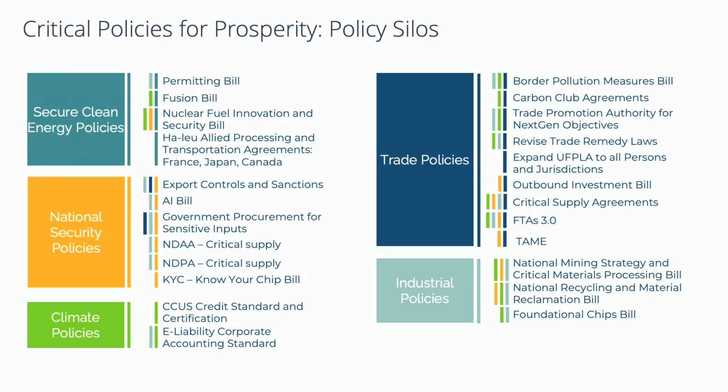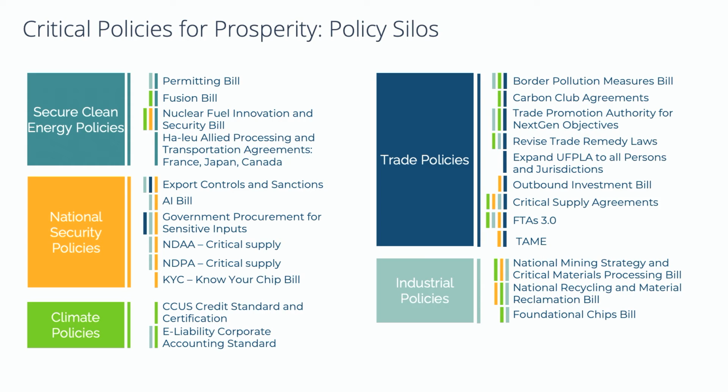In terms of national security policies, we probably need to think about how to more effectively merge and build out our export controls and sanctions. It is certainly very pertinent and already a topic of discussion on the Hill whether we need an AI bill, and need to figure out with the private sector how to effectively harness AI. We should be thinking about what we're doing with government procurement for sensitive inputs.